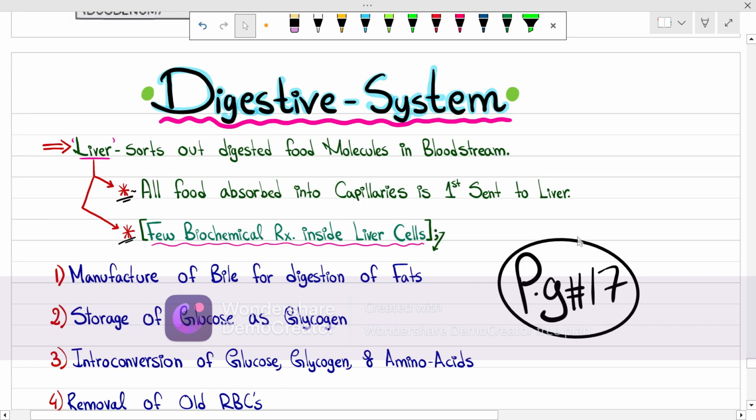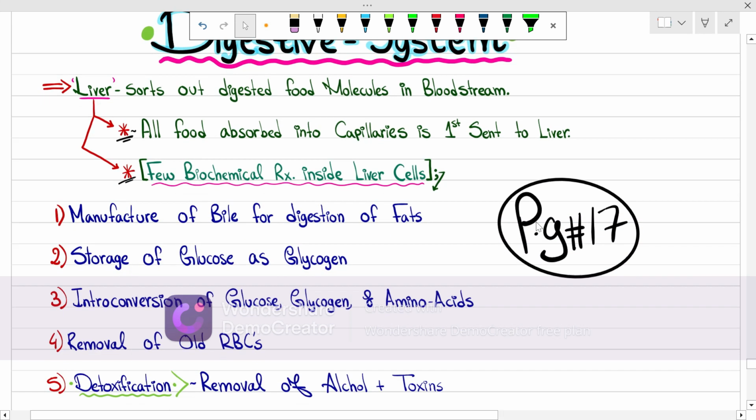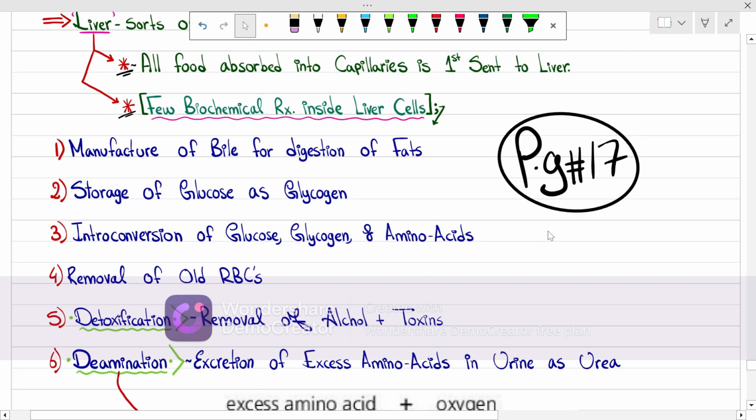Liver. The main function of the liver is to sort out digested food molecules in the bloodstream. All foods absorbed into the capillaries are first sent to the liver. This is a list of a few biochemical reactions inside liver cells. The manufacture of bile, digestion of fats.